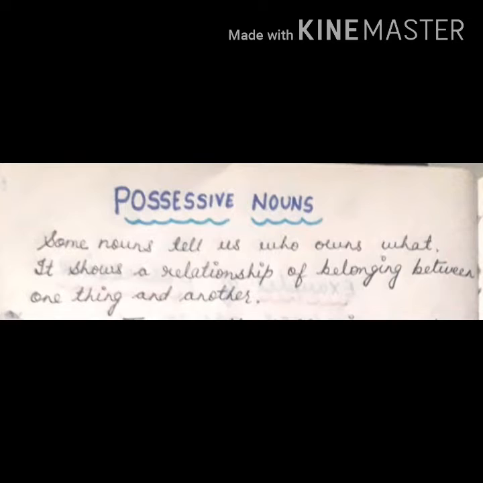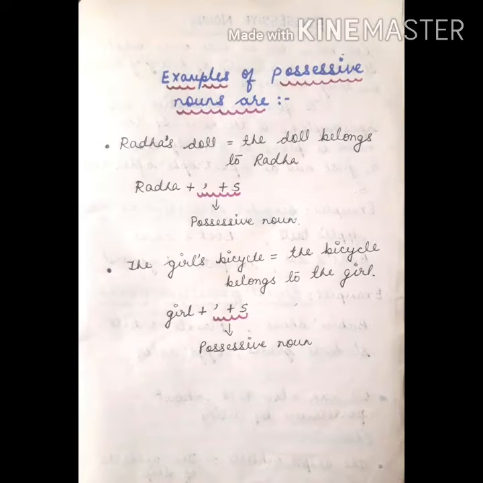Some nouns tell us who owns what. It means it shows a relationship of belonging between one thing and another. Examples of possessive nouns are Radha's doll. The doll belongs to Radha. Here you can see we have added an apostrophe and S with Radha. So this apostrophe and S makes the possessive noun.